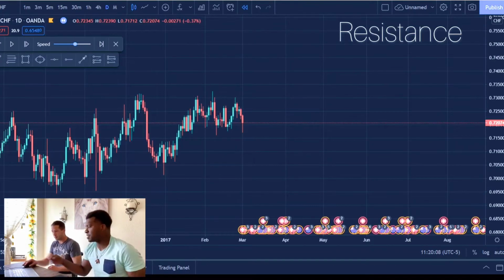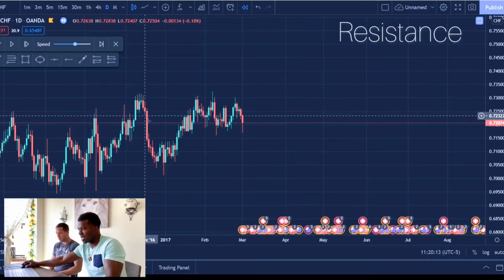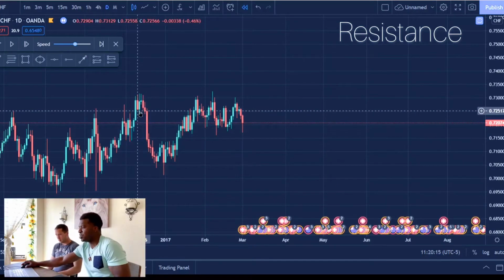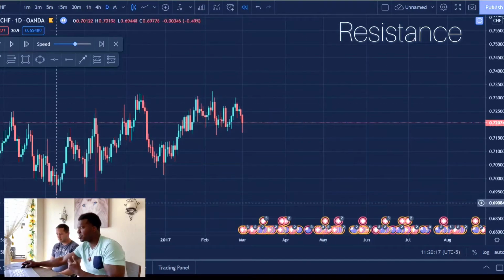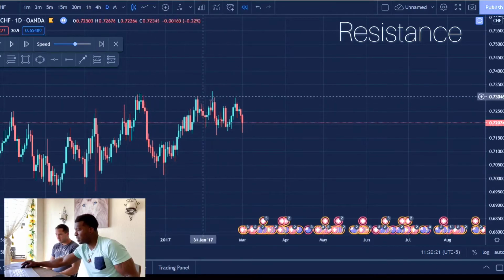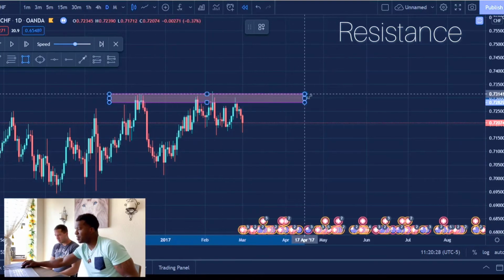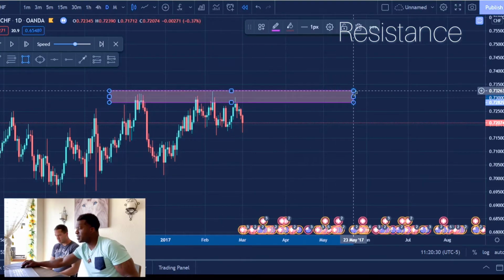All right, so resistance is pretty much the same thing as support. It's just in the opposite direction. So as you can see right here, the market has been trending up, but it came to a level that it is failing to go above. So I'm just gonna mark this out just to give you guys the first example of what resistance is.